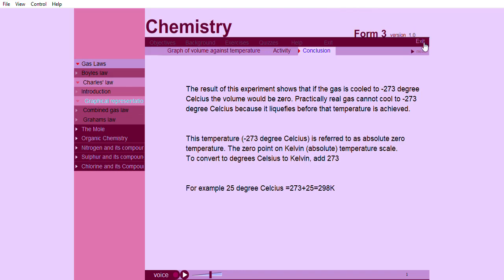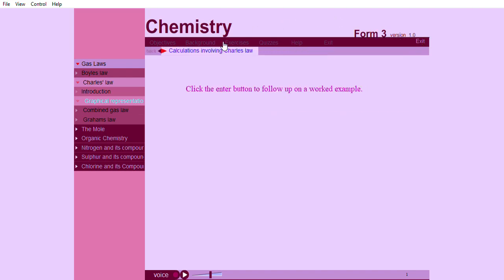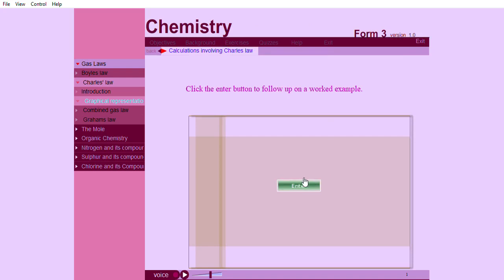For example, 25 degrees Celsius is equal to 273 plus 25 degrees Celsius, which is equal to 298 Kelvin. Click on the Enter button to follow up on a worked example.